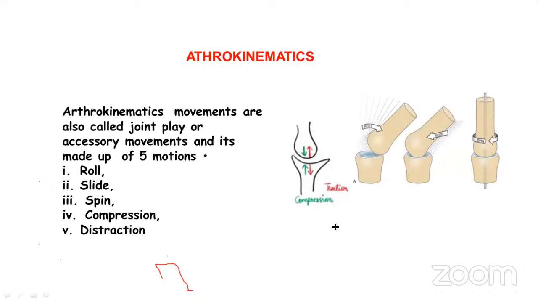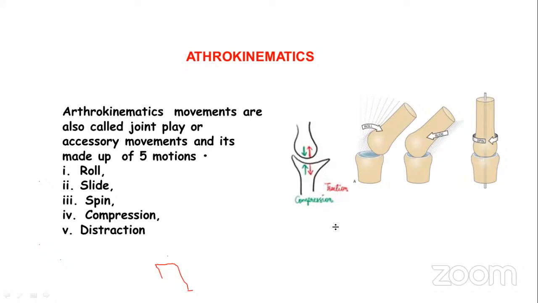And the opposite is distraction. Distraction is represented by a red arrow in that diagram. It means the 2 bones at the articulating surfaces are pulled apart and the joint space increases. That is distraction. But the opposite is compression. The next diagram is the rolling. Okay? That means one bone is moving in a rotatory manner on top of a stationary bone.